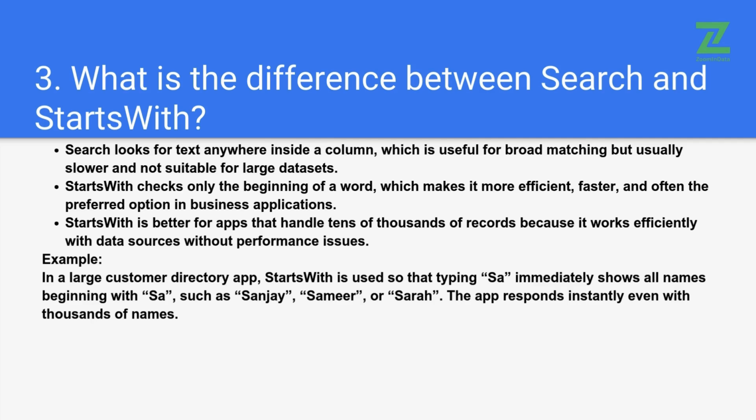Example: in a large customer directory app, StartsWith is used so that typing SA immediately shows all names beginning with SA, such as Sanjay, Samir, or Sarah. The app responds instantly even with thousands of names.